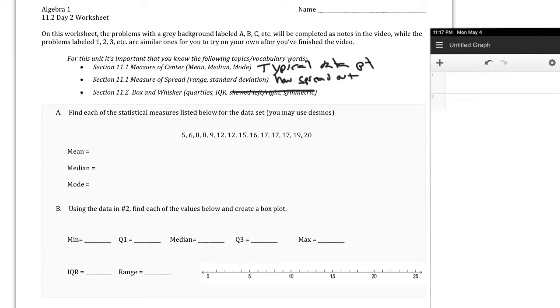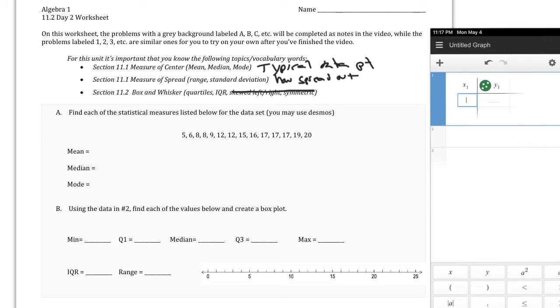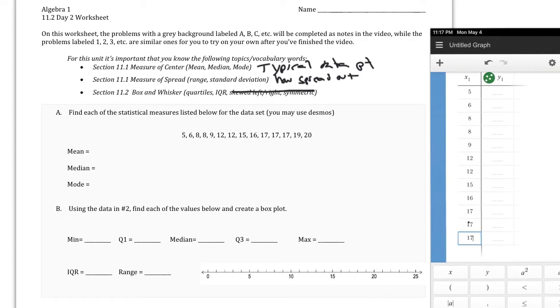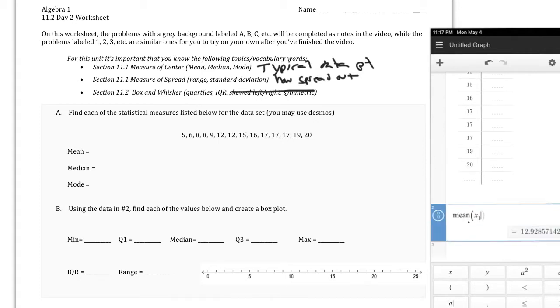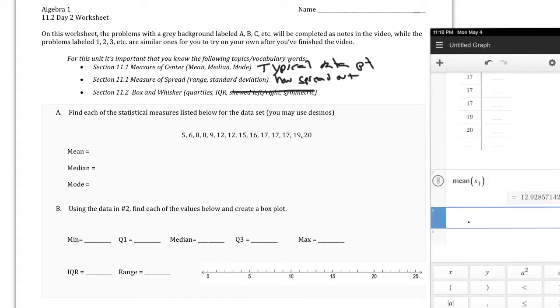We can do that, at least the mean and the median, on our calculator or on Desmos. We're going to do this on Desmos here, and you can pause the video and do that yourself, or we can get it typed in here. But what you'll see here is that as we get the data typed in, we can then use that function or just type in the word mean and type in x1, and we get that our mean is 12.928, 12.9 we'll call it.